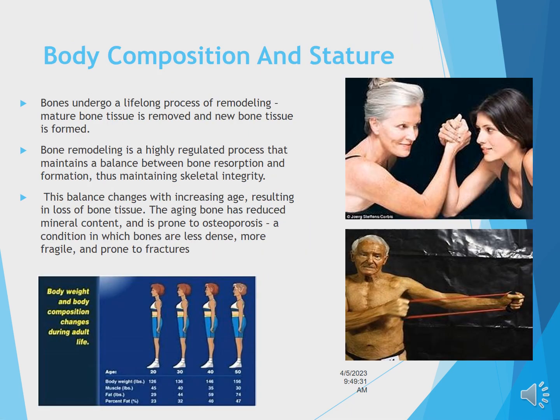So what happened to the body composition and stature? Right, so body composition here is referring to muscle mass, bone mass. All right, so bones will undergo a lifelong process of remodeling. Mature bone tissue is removed and the new bone tissue is formed. Bone remodeling is a highly regulated process that maintains a balance between bone resorption and formation, thus maintaining skeletal integrity.